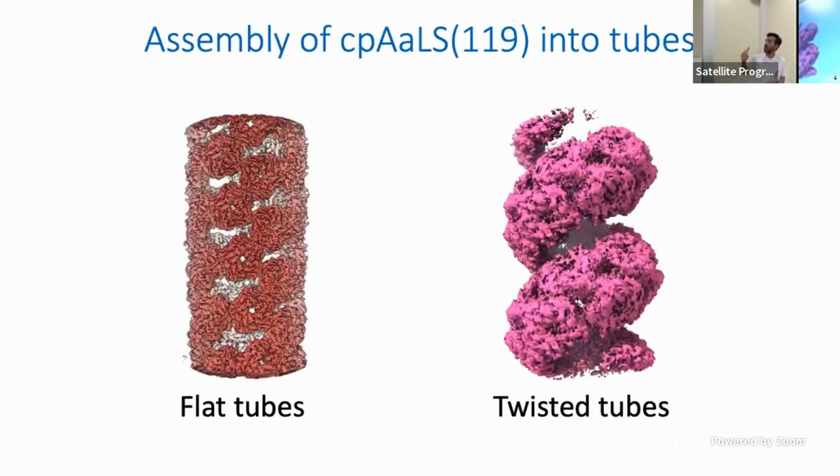But CP119 is the most beautiful protein, as you can see. It forms two types of tubes, which we call flat tubes and twisted tubes. We call them flat because they have a nice shape around the tube, but the twisted ones are twisted. And they have a gap as well.